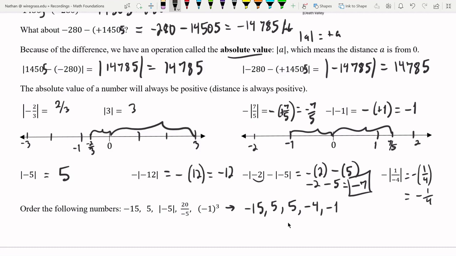The largest negative number is going to be the smallest in the ordering. It's going to be negative 15. The next largest negative number is going to be negative 4, then negative 1. Then the two 5s are the same, so those are going to be the next two.